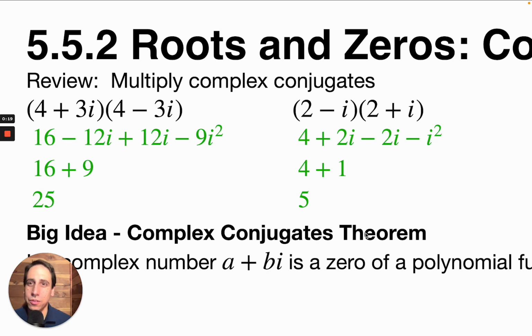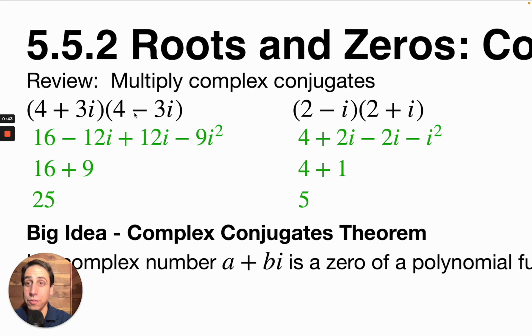First, let's do some review. Let's multiply some complex conjugates. What's a conjugate? It's two complex numbers like a plus bi and a minus bi. You notice the only difference between these two numbers that we're multiplying is that one is plus and one is minus. And when you multiply them together, this is what happens.